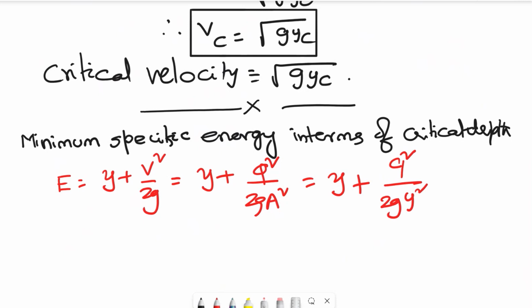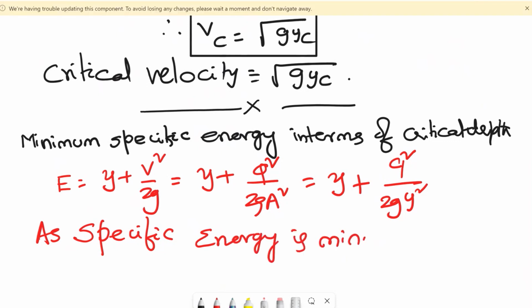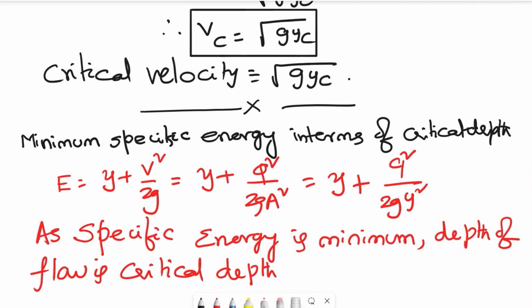As specific energy is minimum, what is the condition for minimum specific energy? The depth of flow is critical depth. Then only specific energy will be minimum. So that is the condition.